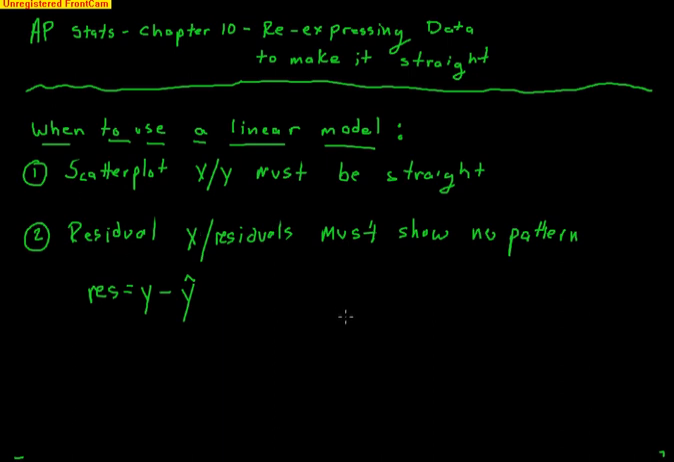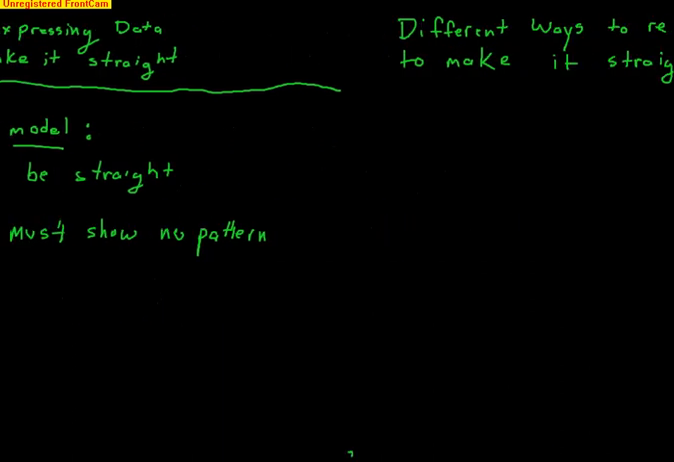So one of the major issues that comes up in Chapter 10 is what happens when both of these things are violated, or maybe the scatter plot looks straight, but the residual plot has a clear curve to it. Or maybe the scatter plot is completely curved and the residual plot is completely curved as well, and both things would obviously be bad. What do? Well, we have to re-express the data.